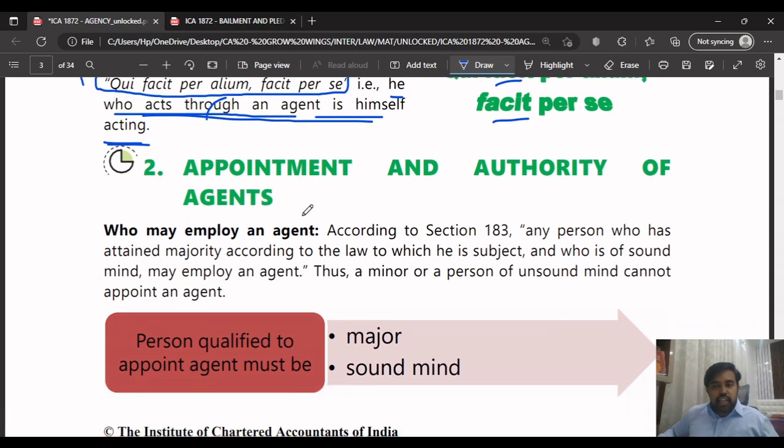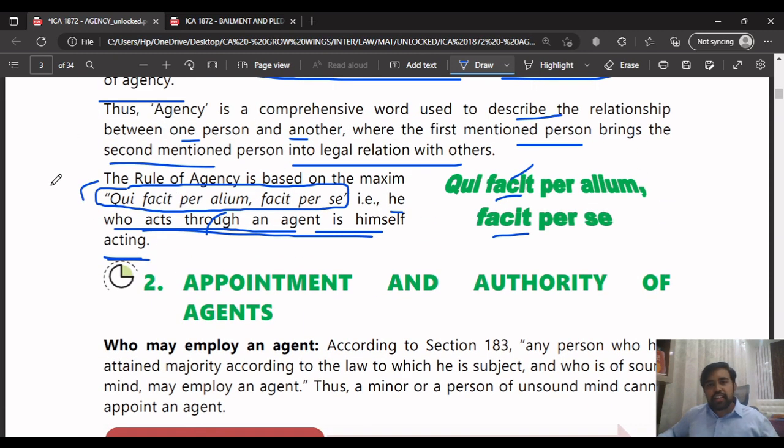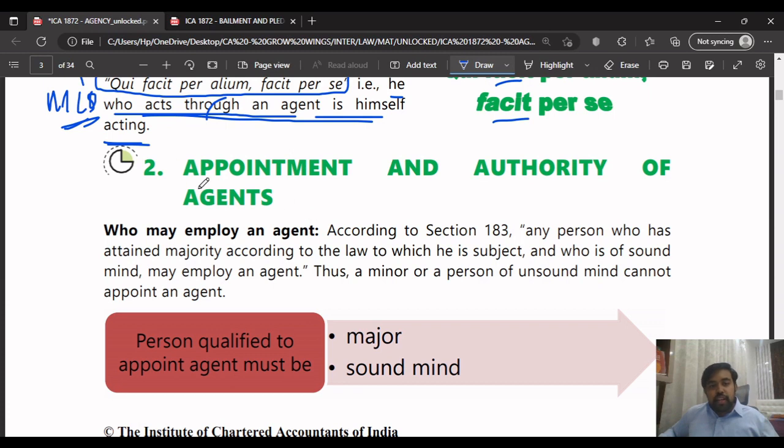Okay, next part. No one will tell you this maxim. No one will explain it, no lecturer, I don't know if anyone will. But this maxim is very important from the MCQ point of view. Just remember. Next, coming to the next point, appointment and authority of agents.